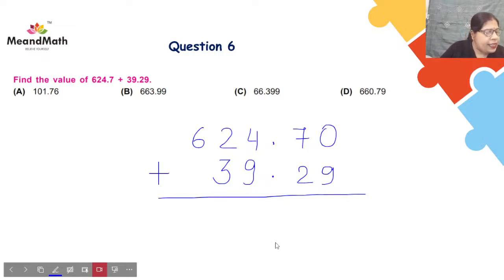I have started getting the answers. Okay. Siddhi has given me the answer 663.929. Yuvraj is also giving me the same answer. Okay, let's see. 9 plus 0 is 9. 7 plus 2 is also 9. 9 plus 4 is 13. 3 carry 1. 3 plus 2 plus 1 is 6. And this 6 also comes down.